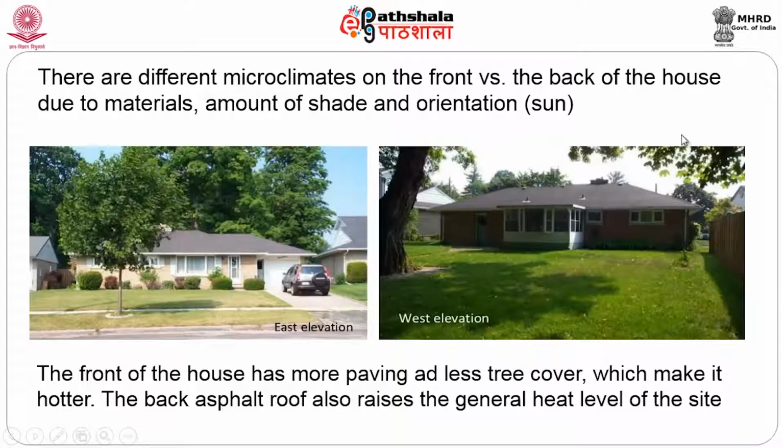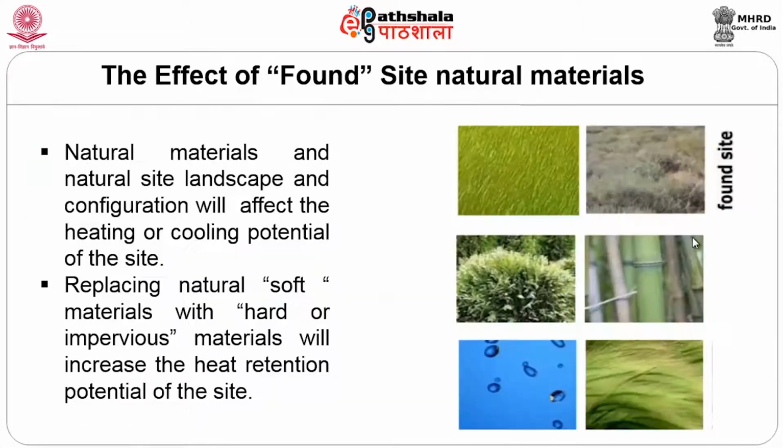This is an asphalt roof that we saw in our siting conditions and the different materials that exist. So you can see how the paving and the lesser tree cover compare with the backyard. The backyard actually is completely in shade, but still the roof in this condition ensures a greater level of heat in the site. Now, what is the effect of found site natural materials?